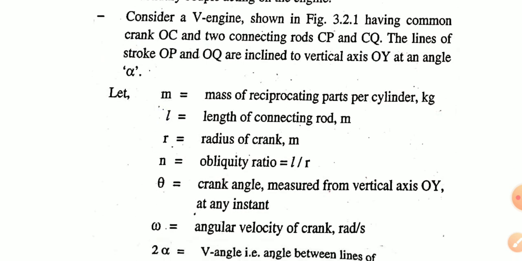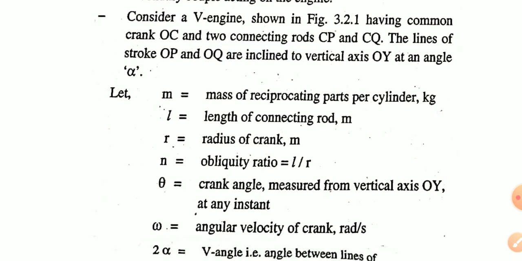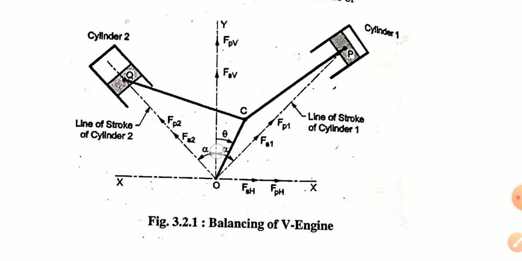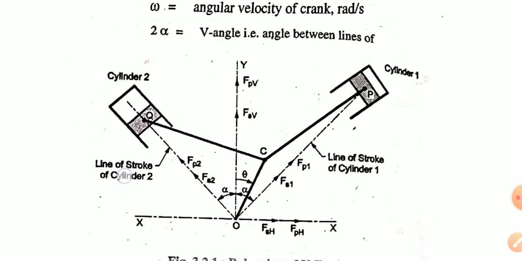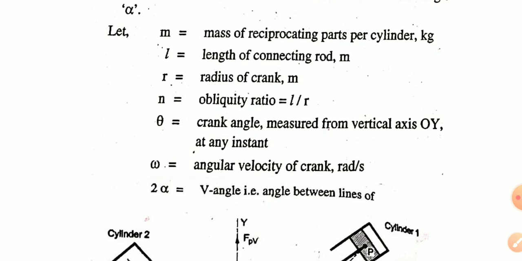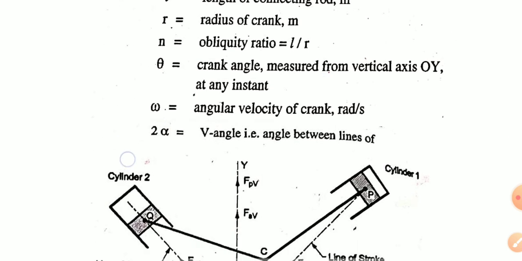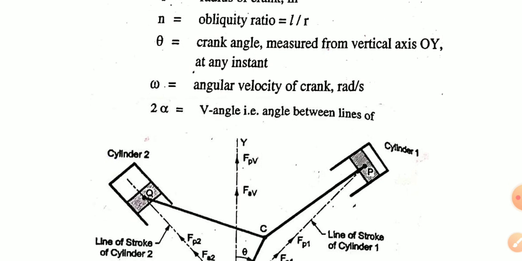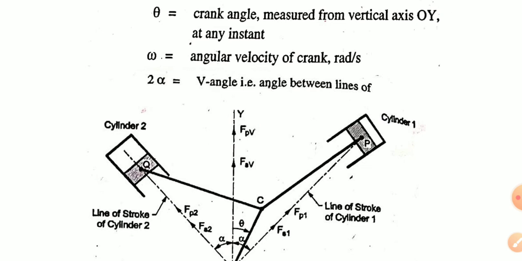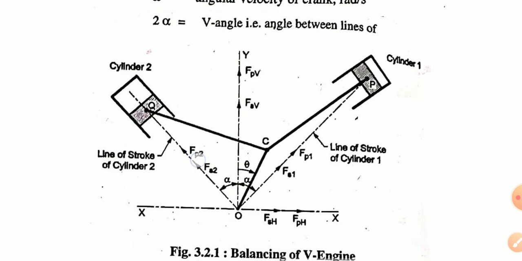As you can see, there is a common crank and two connecting rods, and the lines of stroke are inclined to the vertical axis through an angle alpha. Here, M is the reciprocating mass, L is the length of the connecting rod, R is the radius of crank, and n is the obliquity ratio. Theta is the angle of crank, omega is the angular velocity of crank, and 2 alpha is the V angle.